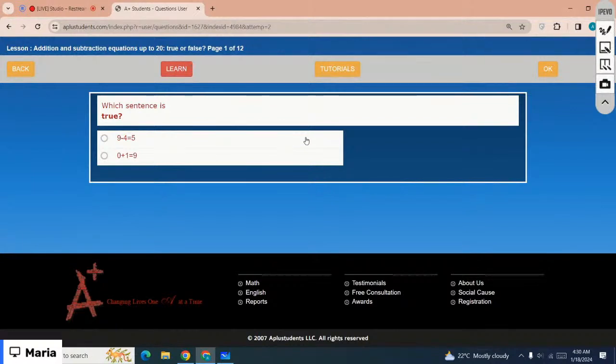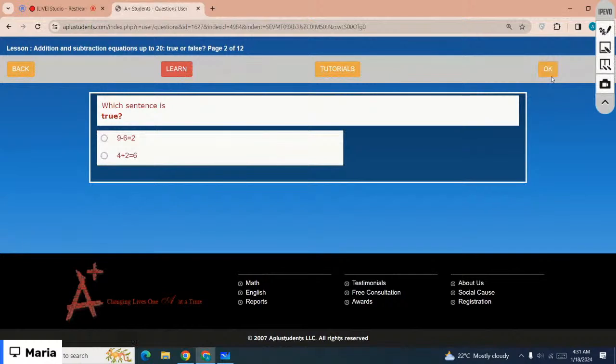So which is true? You are given two sentences, 9 minus 4 equals 5 and 0 plus 1 equals 9. You can check by adding or subtracting, right? So 9 minus 4 is 5, but 0 plus 1 is not 9. That means the first one is true. 9 minus 4 equals 5. Got it?